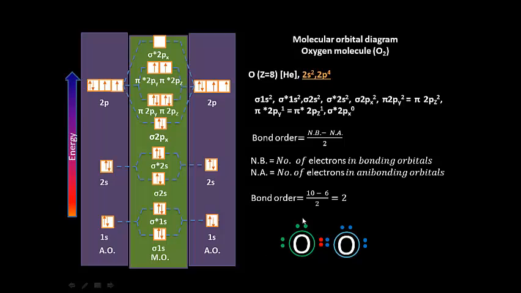We can consider the Lewis structure of oxygen, where oxygen completes its octet by sharing 2 electrons each. Similarly, there is a double bond between these two oxygen atoms according to the molecular orbital diagram.